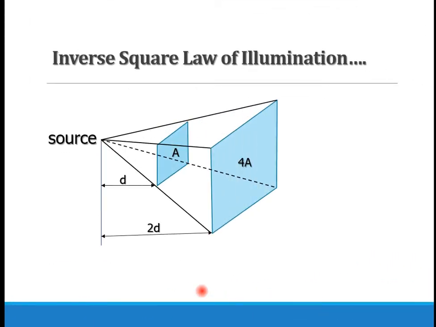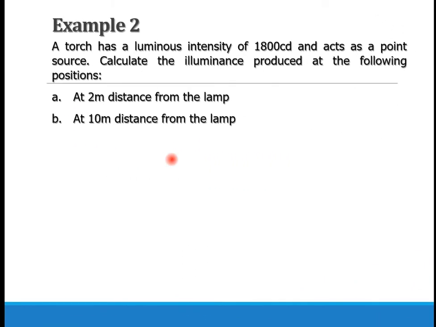So if we are to put that into the diagram, then we have the light source, and then as you move away from the source, the area to be illuminated increases as the illumination reduces. So there we have D, and if the distance is doubled, the area will be 4A, and then we have that one. So that's the inverse square law of illumination.